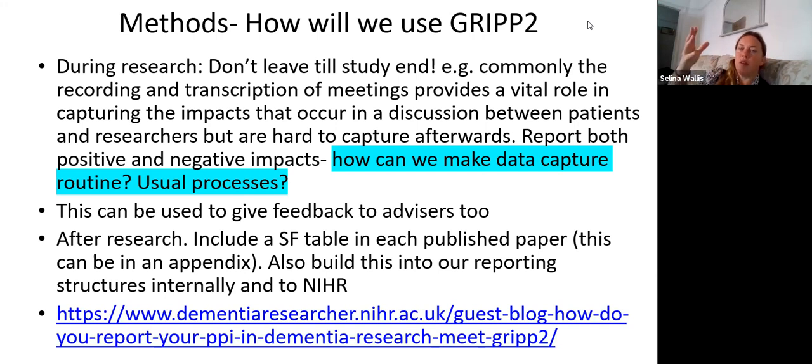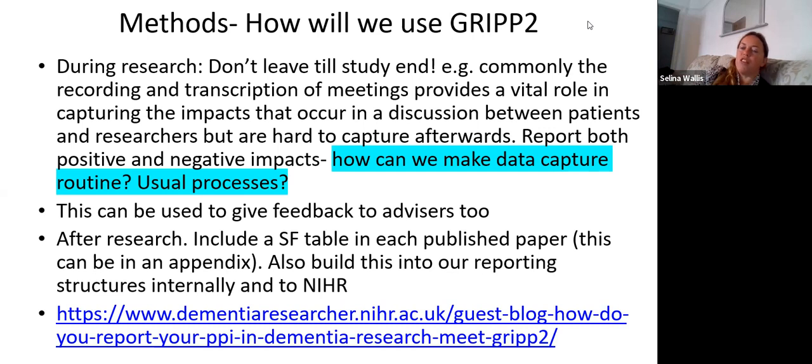The things that come up, those moments where your thinking changes about your research or the way that you're going to do something based on these conversations, you need to be making notes about as you go along, that you are then going to use when you fill in your GRIPP2 3 years later and say, ah, yes, that happened, that led to this change, that led to that change. So you don't want to be having to think about it 3 years later and can't remember it.